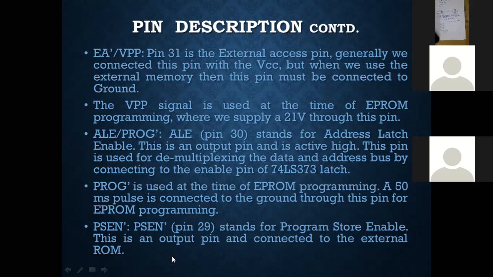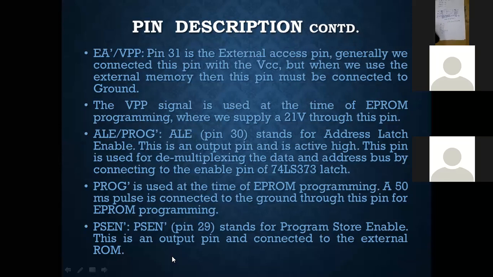And what is the function of ALE oblique PROG bar? That ALE, pin number 30, stands for address latch enable. The general function of address latch enable is that whenever address and data are multiplexed, to demultiplex these two, if we need the address and data separately, then we need to use the ALE signal. This ALE signal enables the latch IC, we'll see.